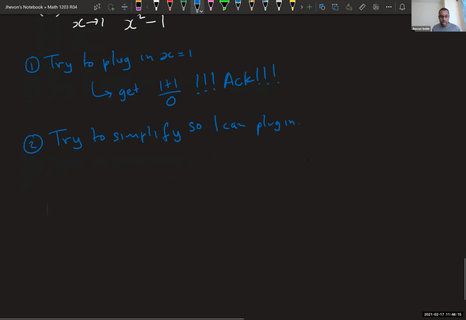You realize you can't plug in because you still get 0. Still can't plug in, because you have a division by 0, it's still there. So now you're like, all right, I couldn't plug in at first, I tried to simplify because Jhevon told me to simplify, I simplified and I plugged in, and it's still 0. Now I'm going to fail.